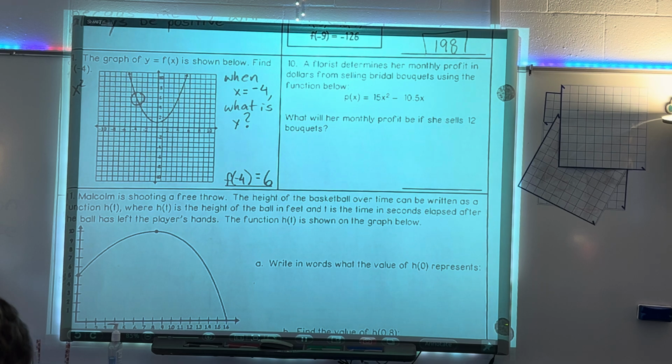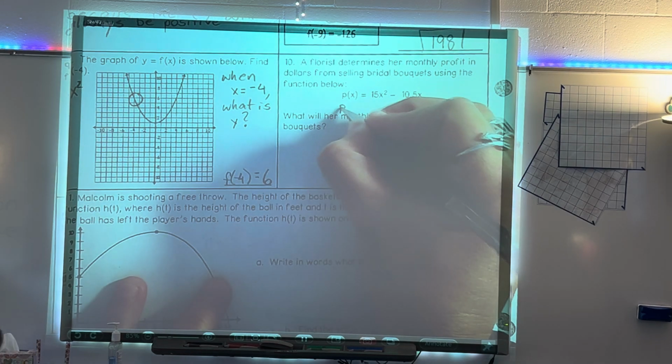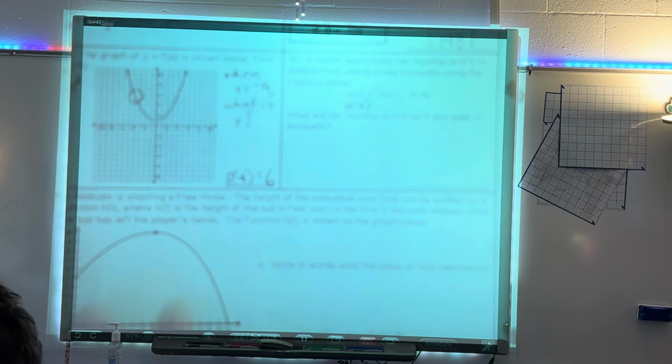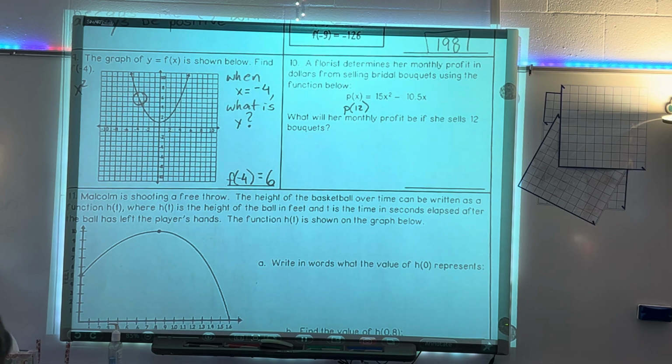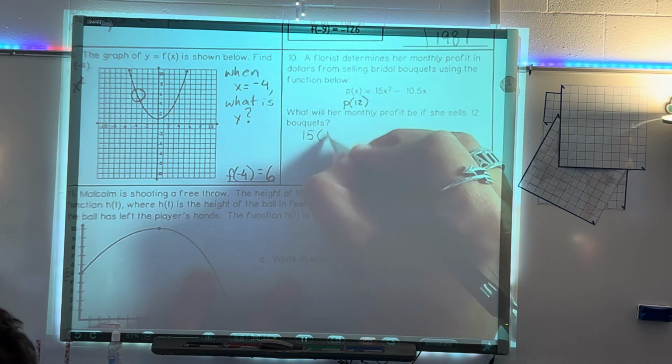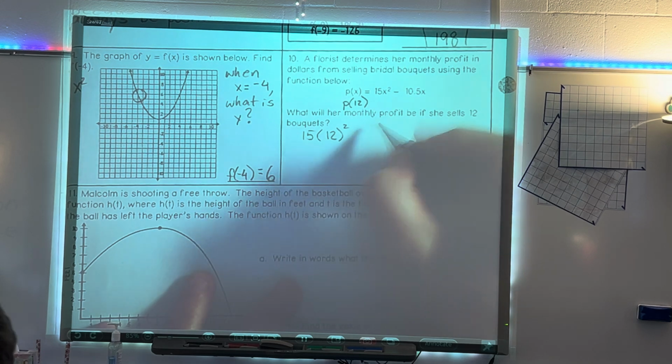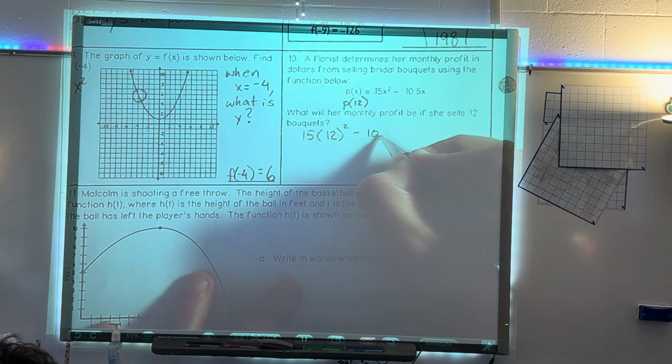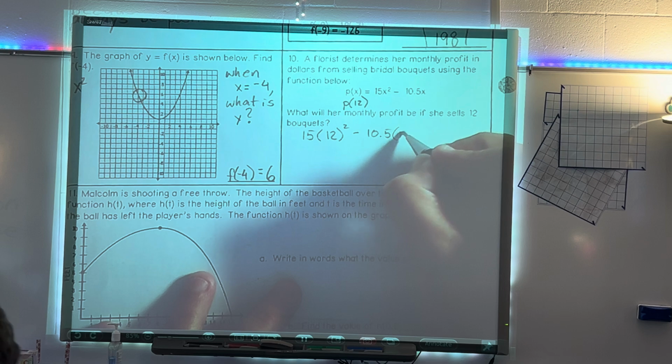So all I'm doing here, I'm basically doing P of 12. They didn't say that in the problem because in a word problem, a lot of times they don't do that. So they're telling you that that's what we're doing. We're plugging in 12. So I've got 15 times 12 squared minus 10.5 times 12.